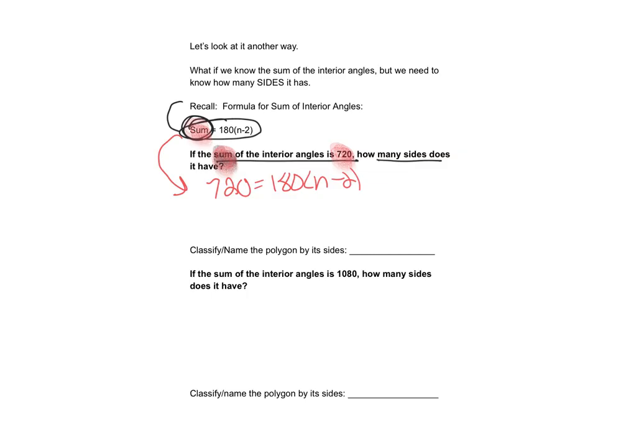Easiest way to do that, I would not distribute the 180. That 180 is being multiplied times everything in the parentheses, which means we can just divide everything by 180. Okay, and when we do that, 720 divided by 180 is 4, so we would get 4. This 180 cancels out, and we have n minus 2 is what's left, and then we would just add 2 to both sides, and we would get that n equals 6. Okay, so if we're going to classify or name it by its sides, 6 sides means that it is a hexagon.